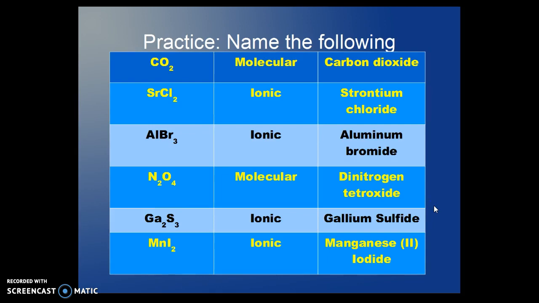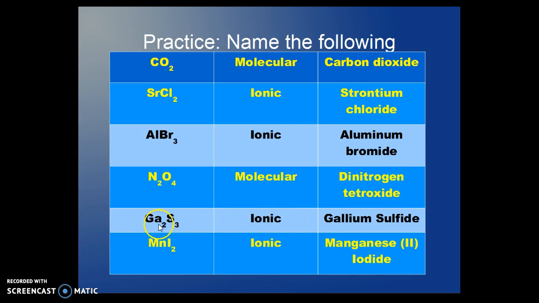Here are the answers. Carbon dioxide is molecular. Strontium chloride, again, is ionic, so you don't use any prefixes. The aluminum bromide is ionic, again, no prefixes. But N2O4, you're over there on the right side of the table with nitrogen and oxygen, so you have to do the prefixes because it's molecular. So you call this dinitrogen tetroxide.